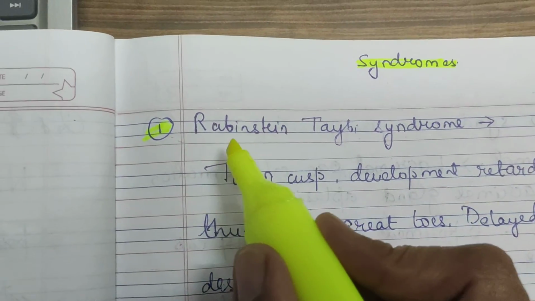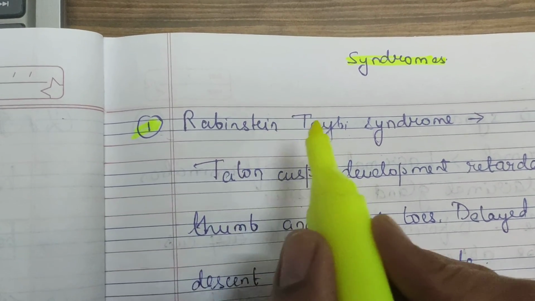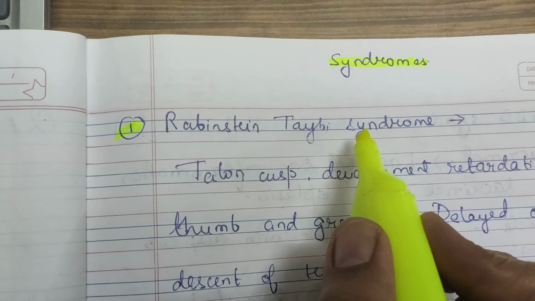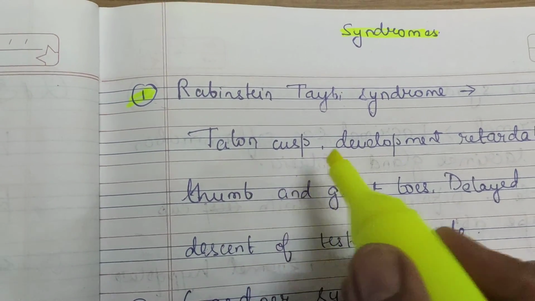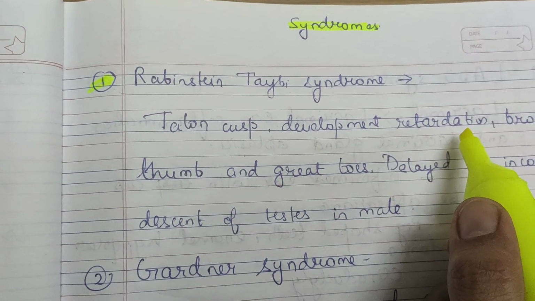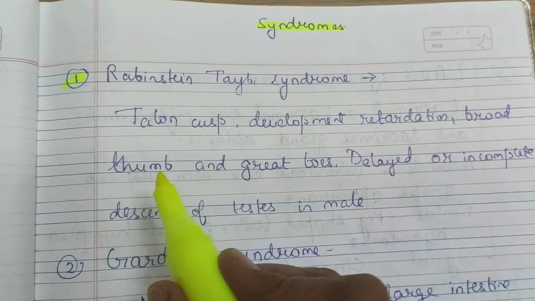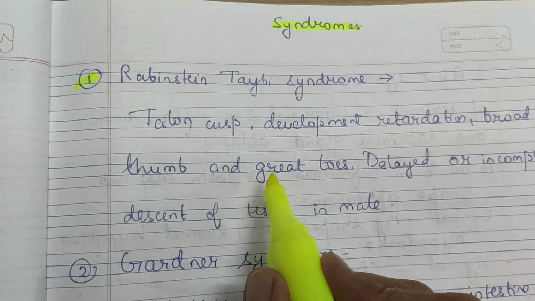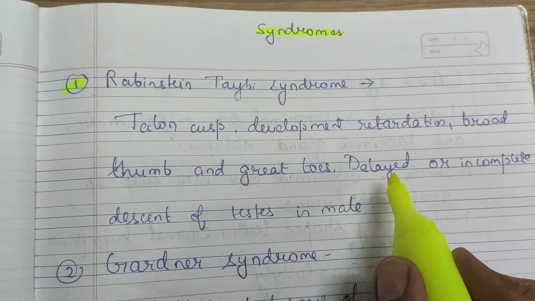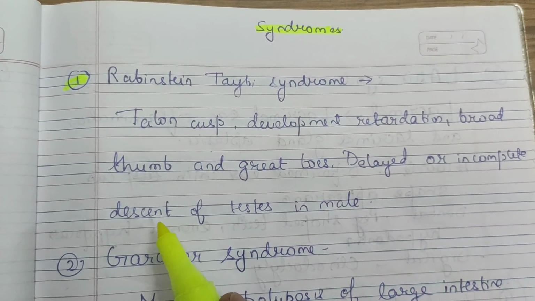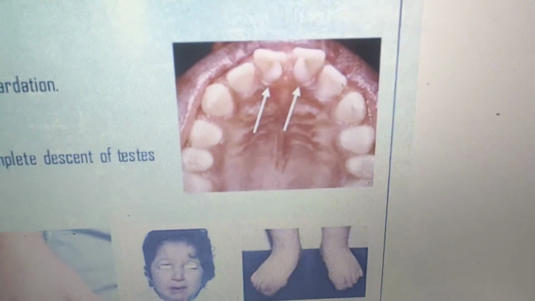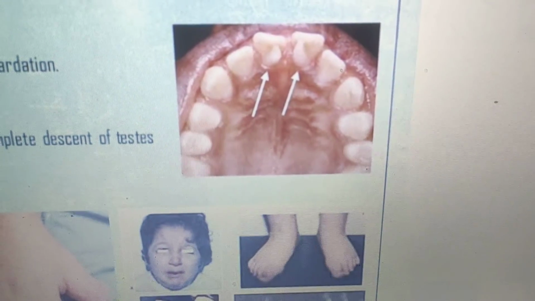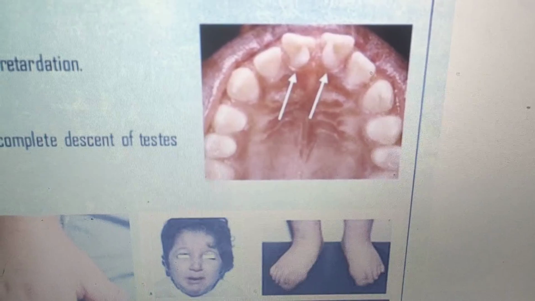So, the first syndrome is Rubinstein-Taybi syndrome, and the features of the syndrome are talon cusp, developmental retardation, broad thumb and great toe, delayed or incomplete descent of testes in male. Okay, so I'm going to show you this diagram. You can see this is the diagram related to Rubinstein-Taybi syndrome.